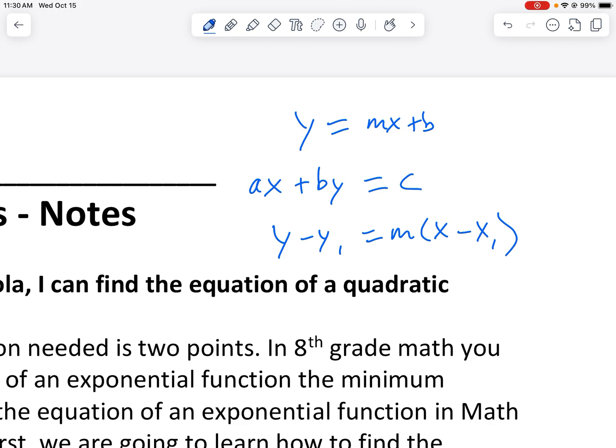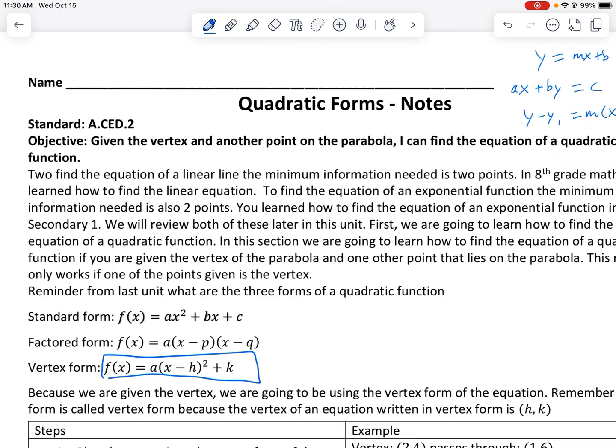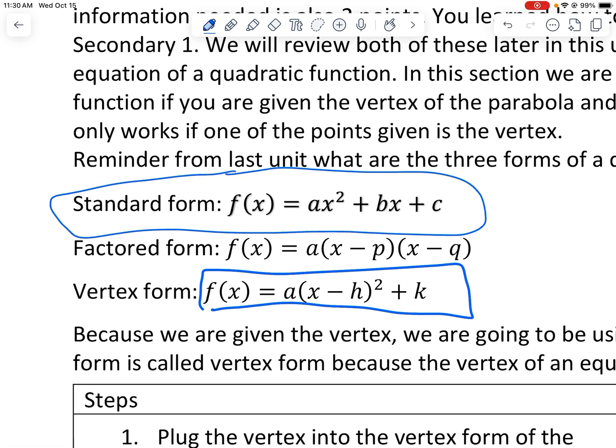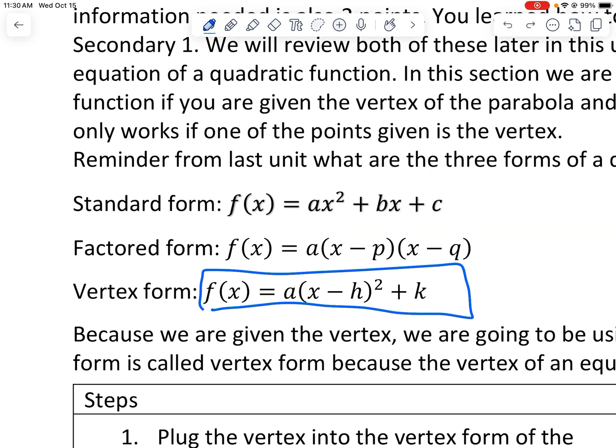Well, there's multiple ways to write the equation for a quadratic. So the one we've been using most of the time is what we call standard form. It's just ax squared plus bx plus c. Well, there's two other types that you have to get used to. One is factored form, which we'll be learning about next time. And then today we're learning about vertex form.